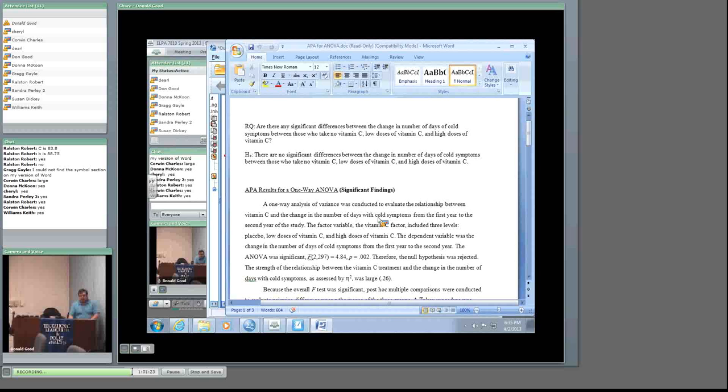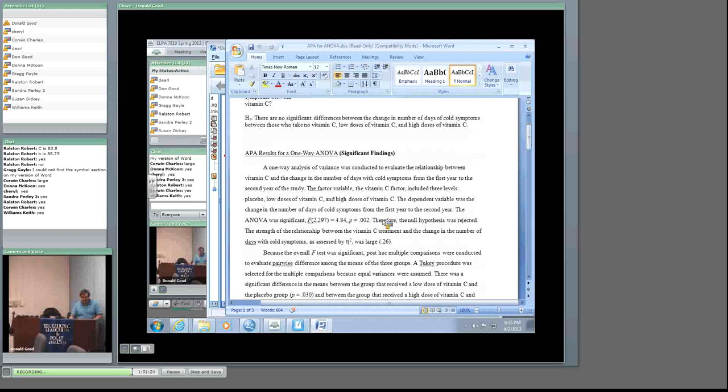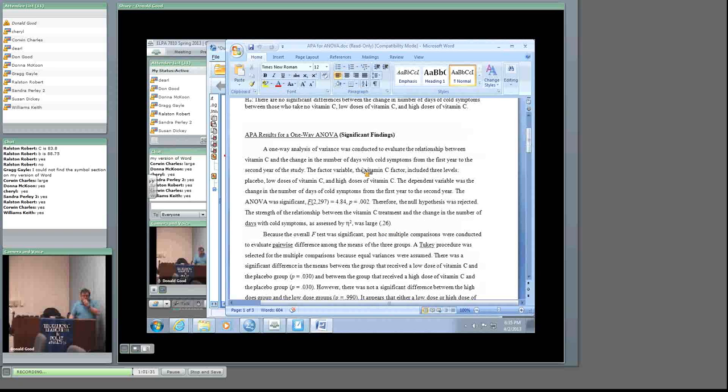All right, so here's my write-up for this example. Notice I have two paragraphs. The first paragraph says, and we're going to pretend we had 300 people, not just 30 people here: A one-way analysis of variance was conducted to evaluate the relationship, and you can say relationship or difference here, between the vitamin C and change in number of days of cold symptoms from year 1 to year 2. The factor variable, the vitamin C, included 3 levels: none, low, and high. The dependent variable was the differences in days sick. The Anova was significant.